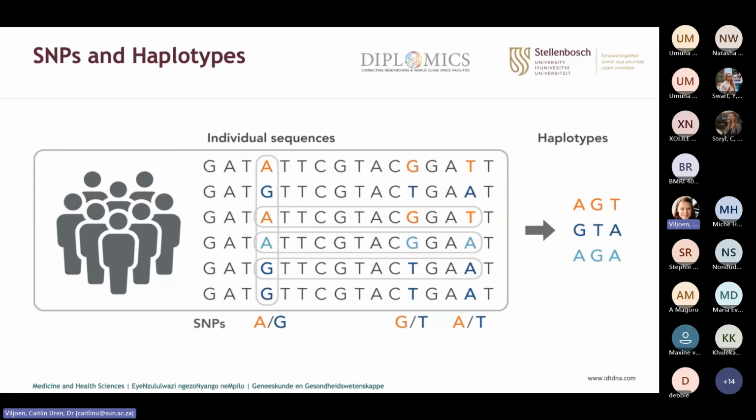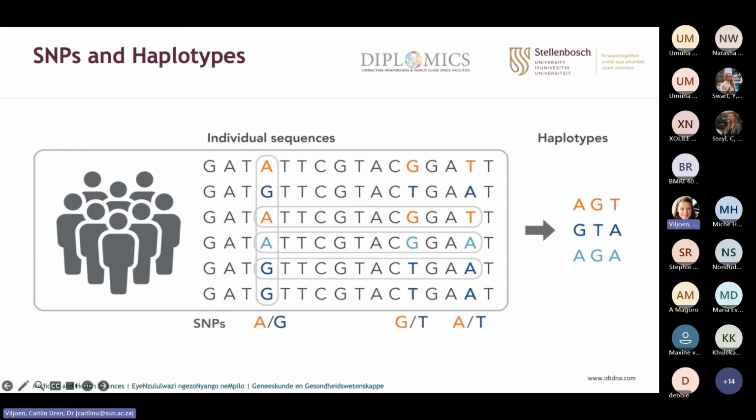Those of us in genetics would understand the concepts of SNPs and haplotypes. But for those of you that don't, we have the slide over here depicting SNPs. In the vertical box between individuals' sequences, you'll see that there is a variant that's polymorphic. That is a single nucleotide polymorphism, a SNP.